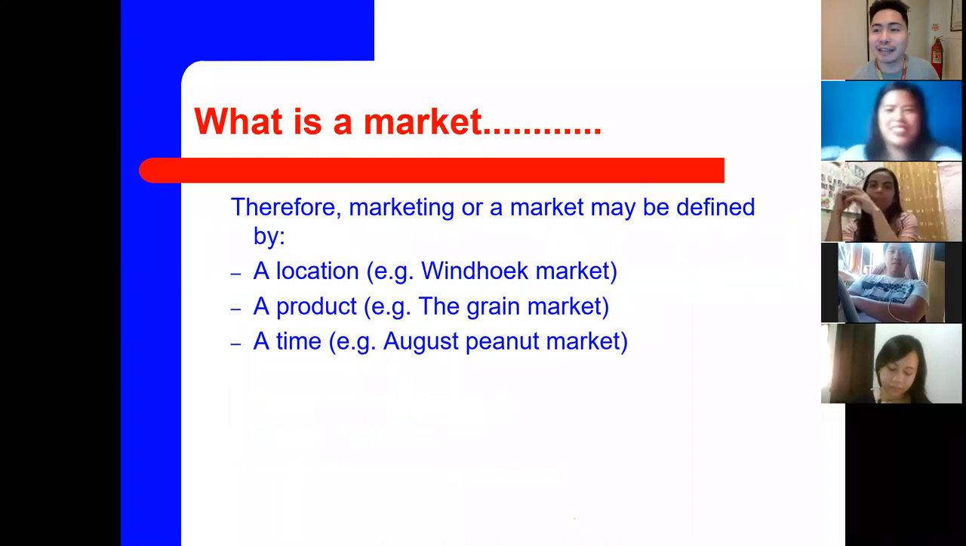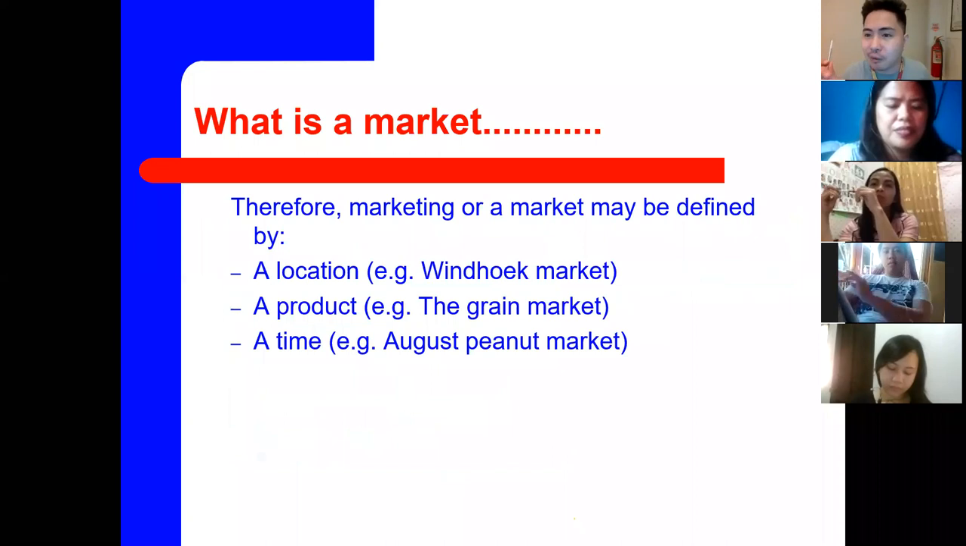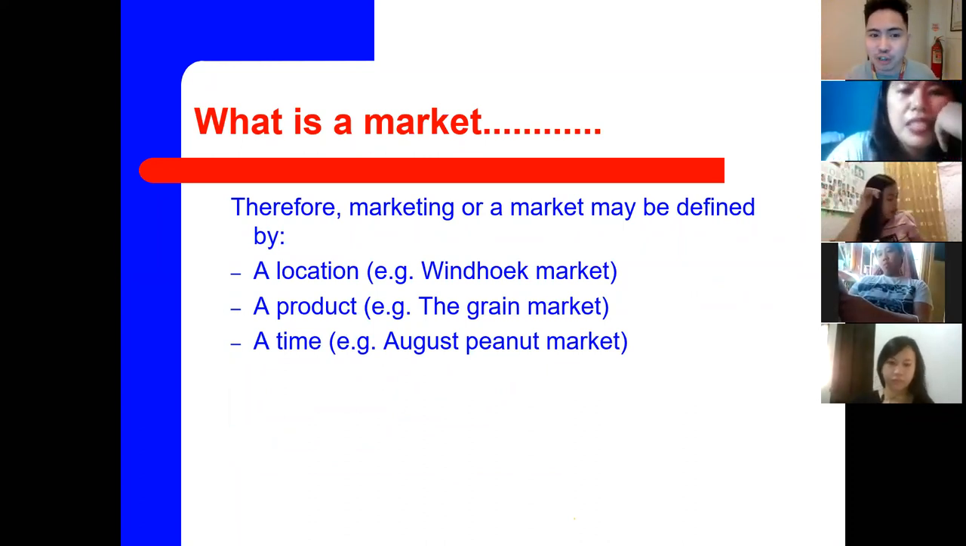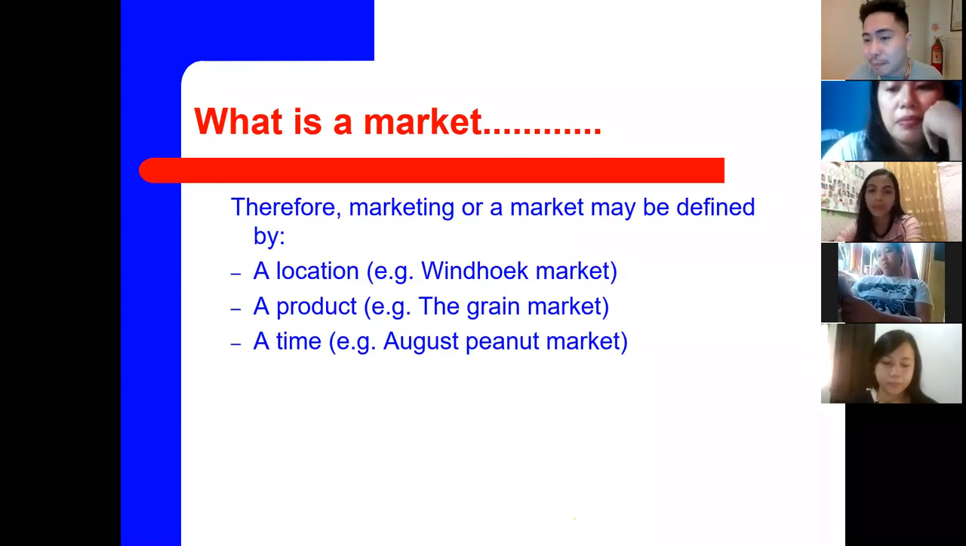Anyway, what is a market? Kabalo na mo ano, no? It's a group of potential buyers with needs and wants to satisfy, money to spend, and willingness to spend for it. However, we are actually being defined by three considerations. We have location, we have the product, and we have the time. So, of course, we consider these three important essential characteristics, no, when we engage in food production. Okay, so location, the product, and the time.